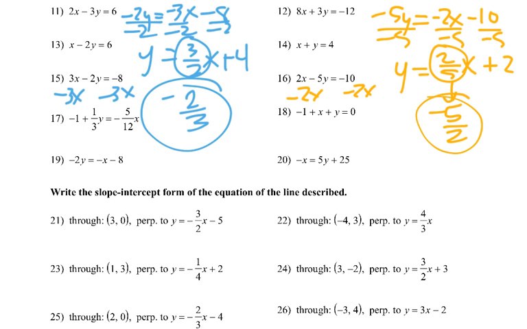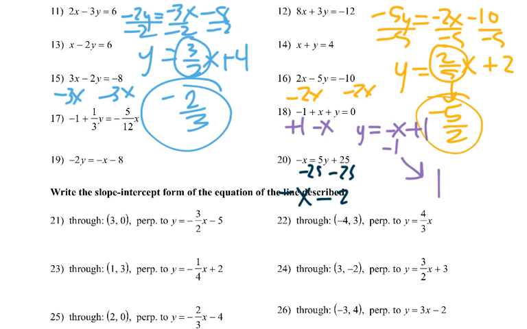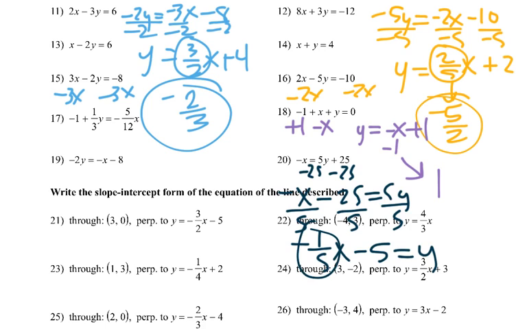There's my perpendicular one. If I look at 18, I would have to add 1 and subtract x, so I'd end up with y equals -x plus 1. So -1 for my slope, which turns into a positive 1. For this one, we'd subtract 25, so I'd have -x minus 25 equals 5y. Divide by 5 on everything. So we'd have -1/5 x minus 5 equals y. Slope of -1/5 would become a slope of 5/1, or just 5 to the positive.